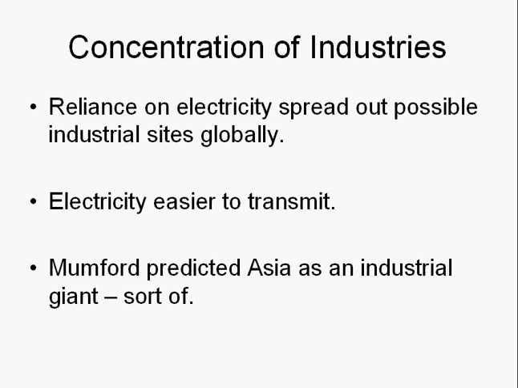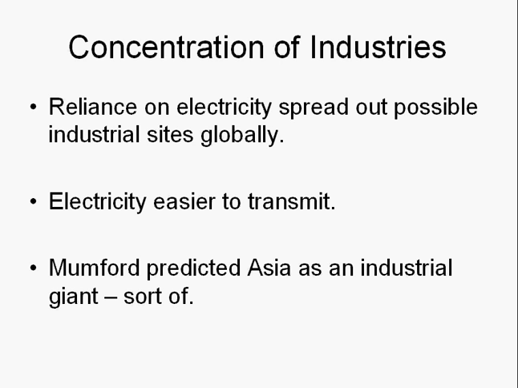It also impacted the concentration of industries. We know that the Industrial Revolution in the Paleotechnic phase occurred mainly in Western Europe, especially in Britain, and then moved to the United States from there. But this new reliance on electricity spread out possible industrial sites globally. And we know that electricity was much easier to transmit over high voltage lines than coal previously was to ship and transport to other places.